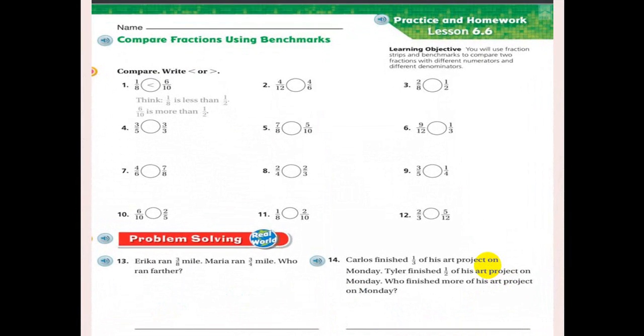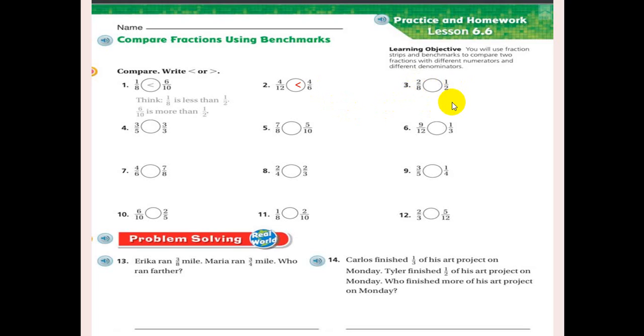All of you open your book, lesson 6. Here you can draw the number line. 4/12 or 4/6, which is bigger? Yes, 4 over 6 is bigger because 4 over 6 is after the midpoint and 4 over 12 is before the midpoint. The midpoint of 12 parts is 6 over 12.